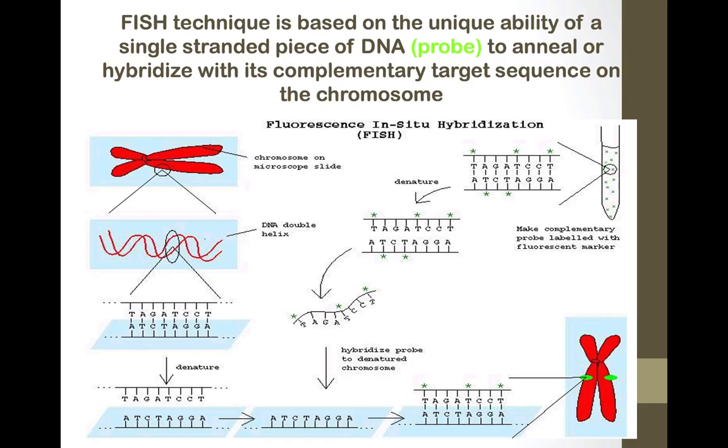So you take the DNA and denature it. Remember what denaturing is? You apply a high temperature and the two strands break apart. This is called denaturing. And then you hybridize with your probe. You bring the probe and the sample together, and if they are present, they light up.